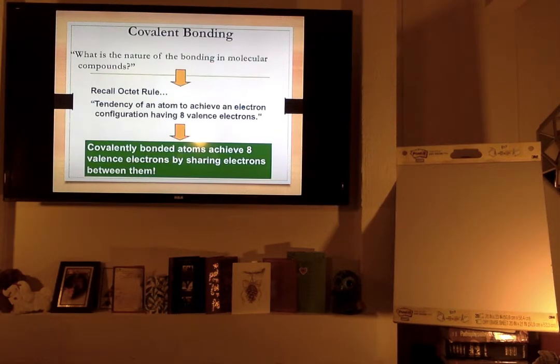So, what is the nature of the bonding in molecular compounds? Recall the octet rule, the tendency of an atom to achieve an electron configuration having 8 valence electrons. Covalently bonded atoms achieve 8 valence electrons by sharing electrons between them.